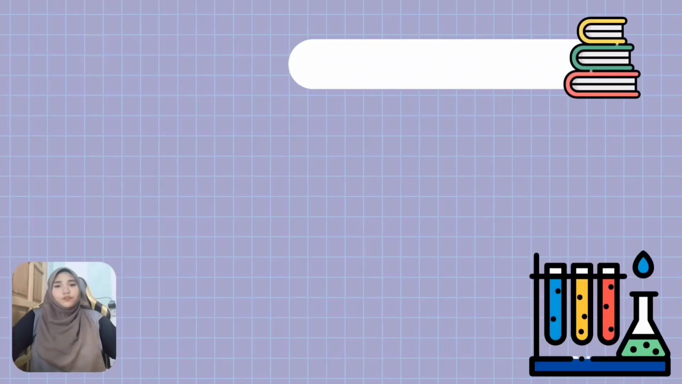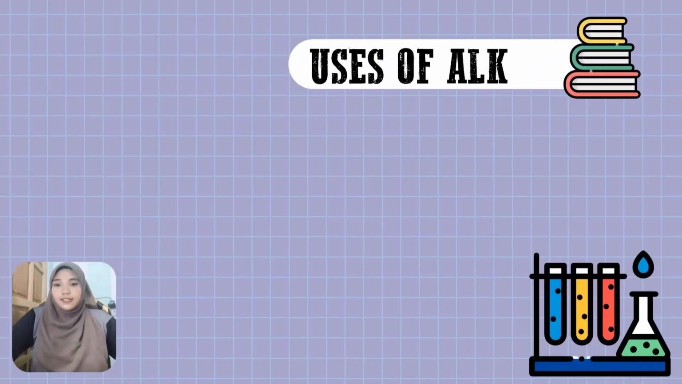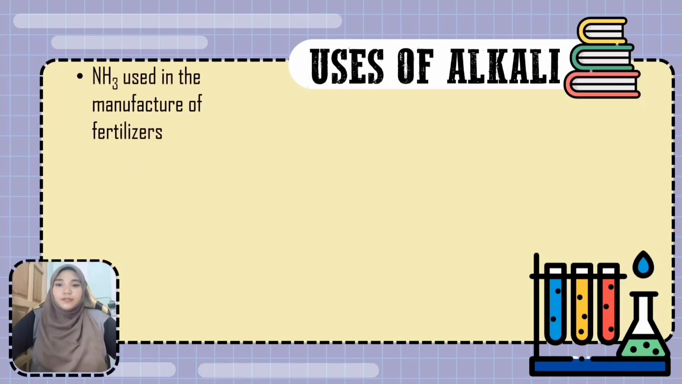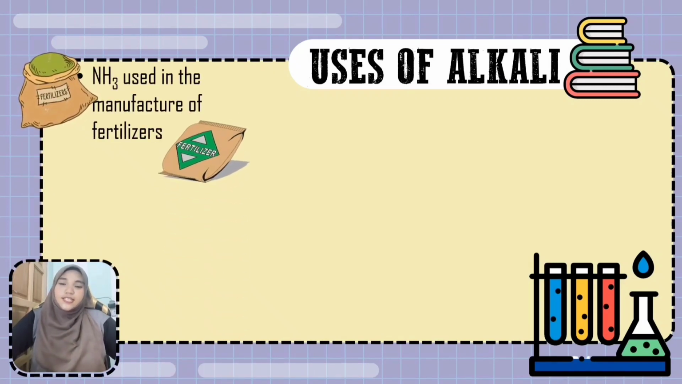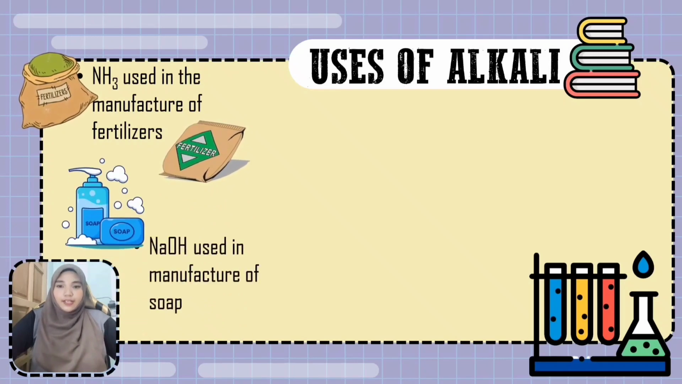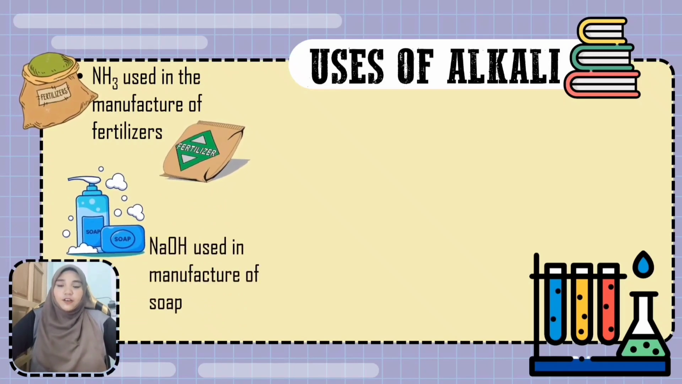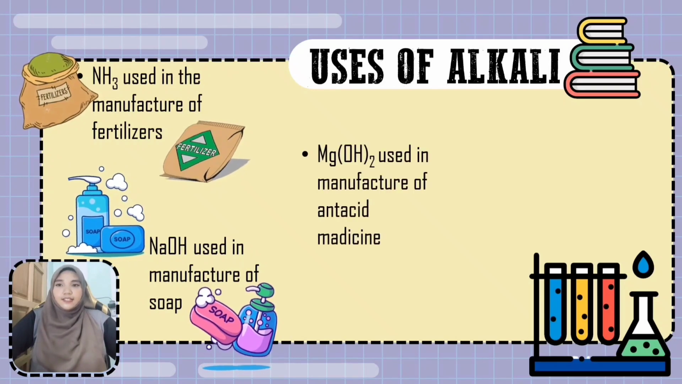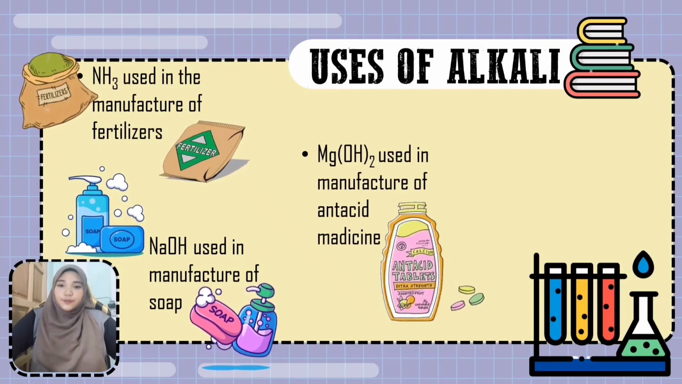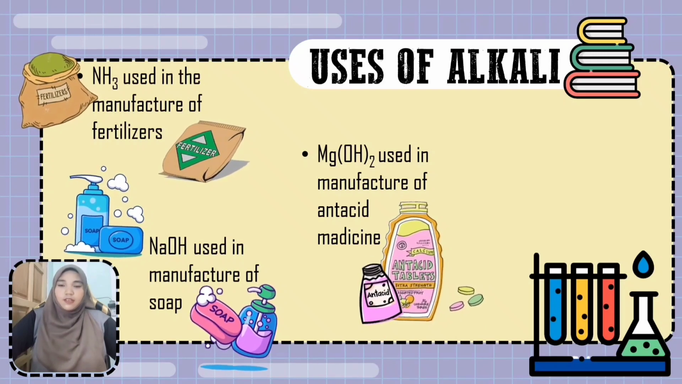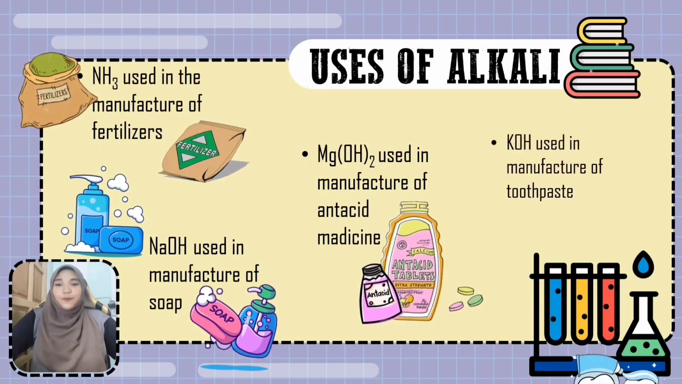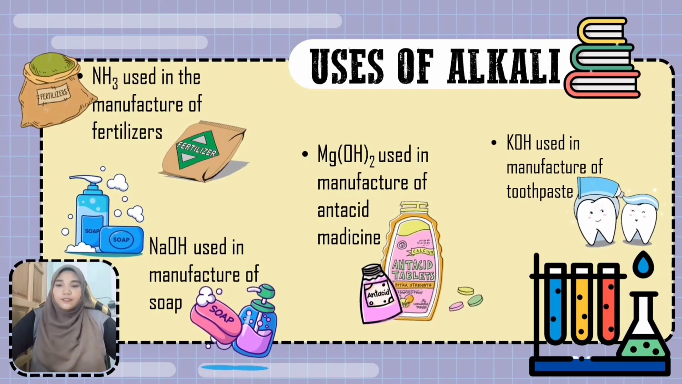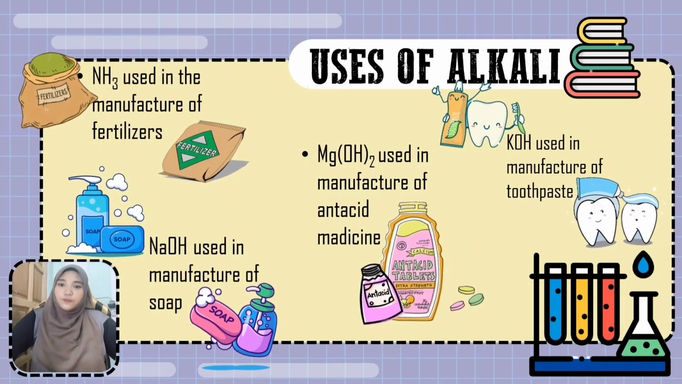Now, we move to uses of alkali. First, ammonium is used in the manufacture of fertilizer. Second, sodium hydroxide is used in the manufacture of soap. Third, magnesium hydroxide is used in the manufacture of antacid medicine. And the last one is potassium hydroxide used in the manufacture of toothpaste.